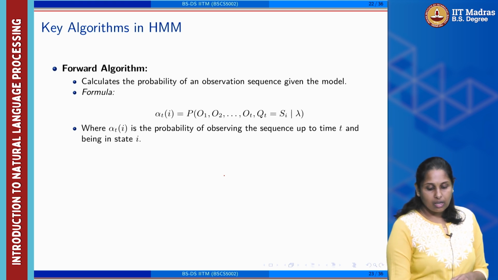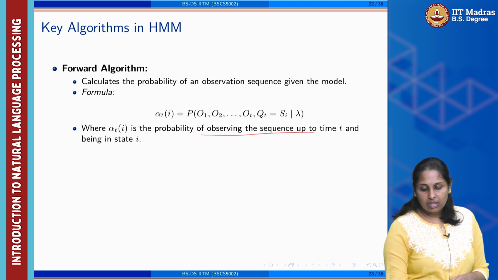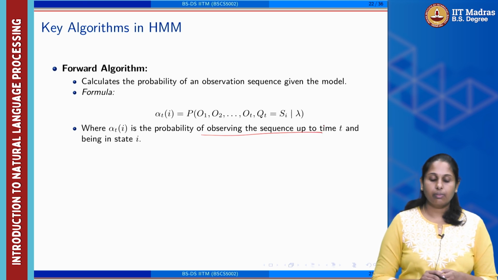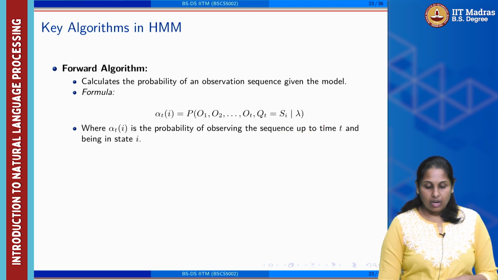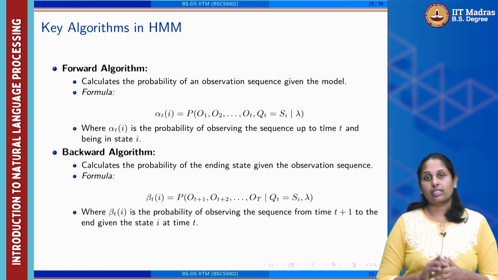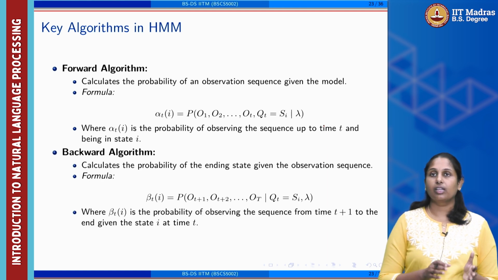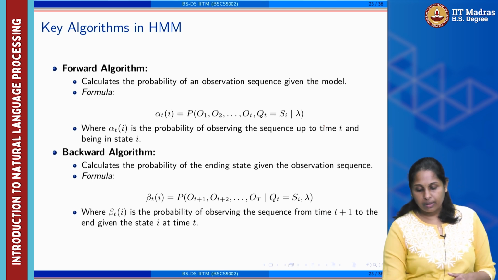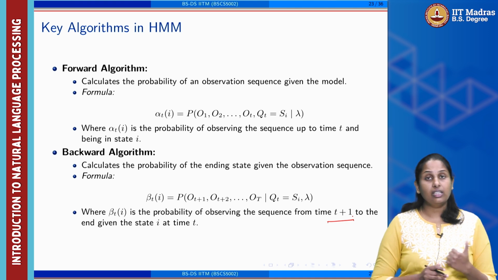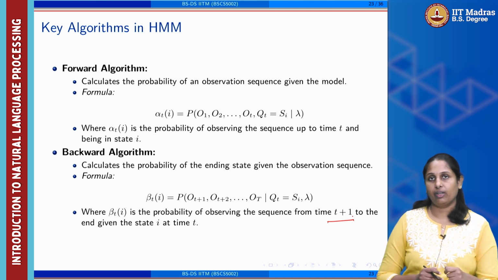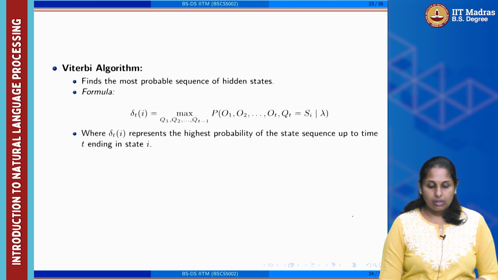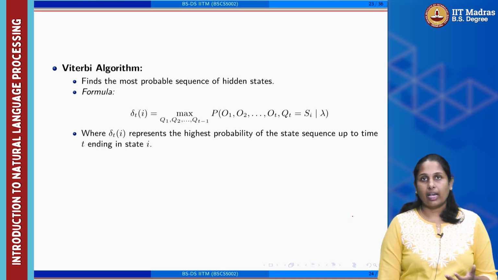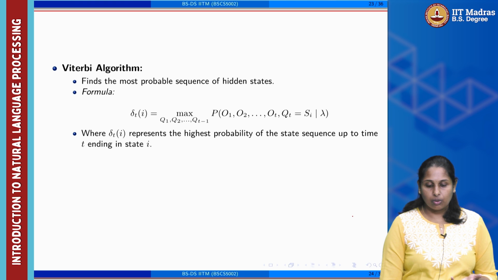So you could say this is the probability of observing the sequence up to time t and being in the state i. Whereas the backward algorithm calculates the probability of the ending state given the observable sequence. Unlike the forward algorithm, here it goes from t+1 to the end state, given the state i at that particular time t. And the Viterbi algorithm, as we said, optimizes the HMM so that the most probable sequence of hidden states is found using this particular algorithm.